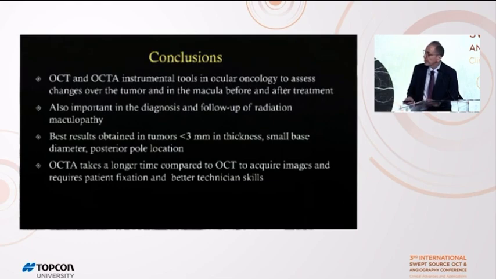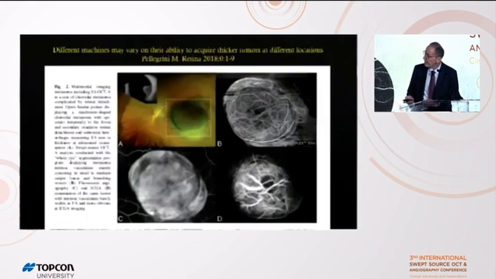Best results are obtained in tumors less than 3 mm in thickness and small base diameter and posterior pole location. And I would say best results are obtained in tumors less than 2 mm in thickness, because in this up to 3 mm we can still have some out-of-range artifacts and segmentation problems. OCTA definitely takes a longer time compared to standard OCT to acquire images, and requires patient fixation. This is important, and better technician skills. And one final word, different machines may vary on their ability to acquire thicker tumors at different locations.